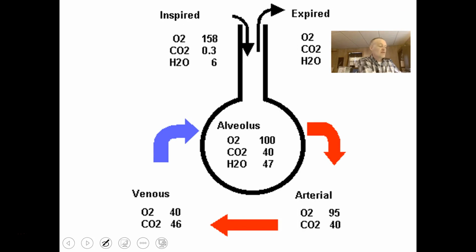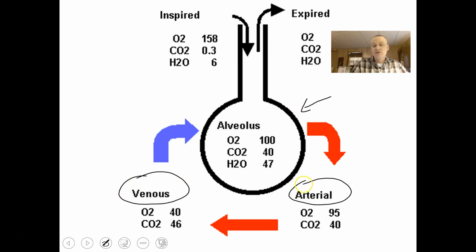All right, let's look at how those partial pressures are working. And let me set this little diagram up for you. It's a really simple diagram. So this is basically an alveolus. And here is the blood coming to the lungs. Here's the blood leaving the lungs.